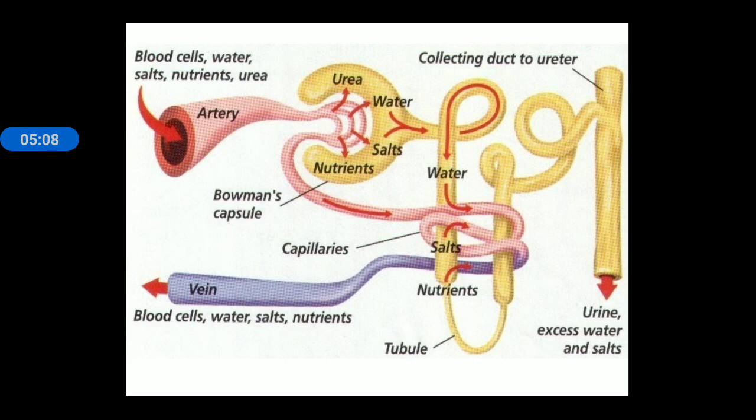Some of the urea, water, salt and nutrients are filtered out, and move inside the PCT. You can see here with the red arrows. By the PCT and loop of Henle, some of the substances are reabsorbed and enter the blood, and the rest of the waste enters the collecting duct where it is termed urine. You can see here this collecting duct further connects with the ureter.